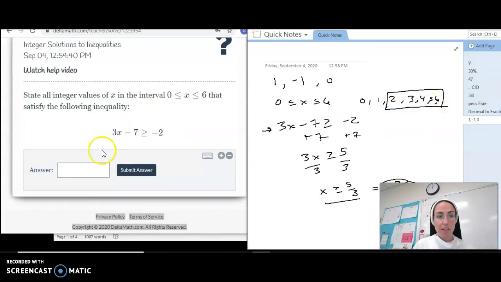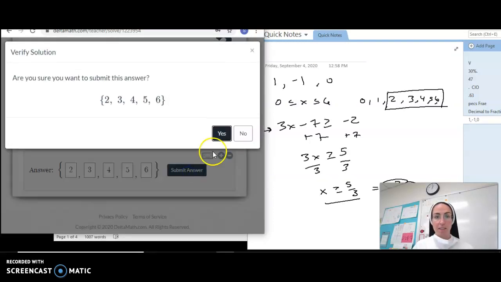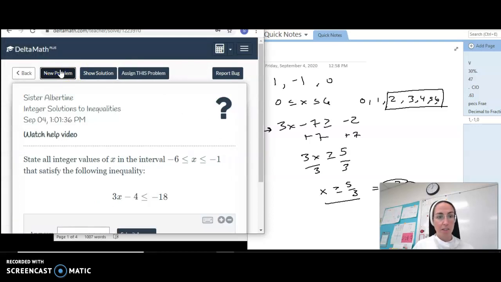So there's a few ways I can write it in. If I just type in a 2 and I put a comma, it allows me to add more. So I'll do 3, 4, 5, 6. And then I just submit that. Let's try another one.